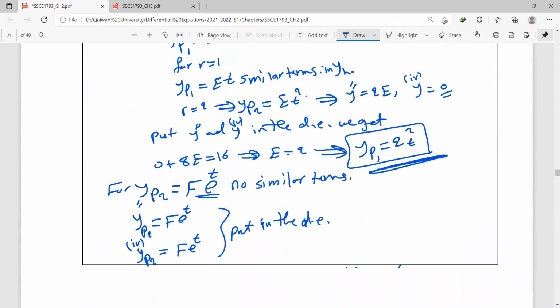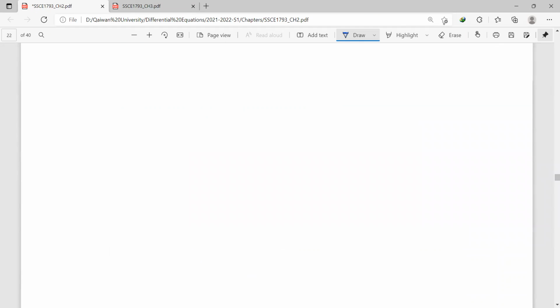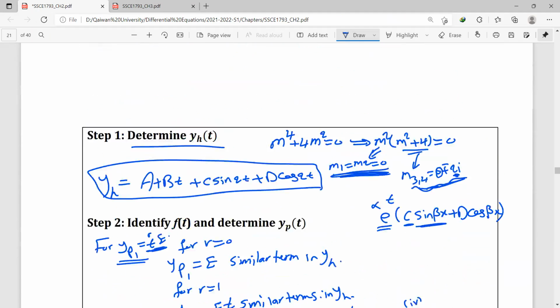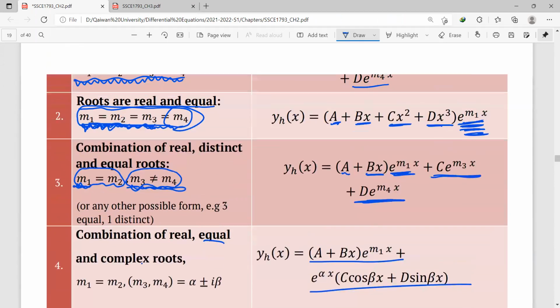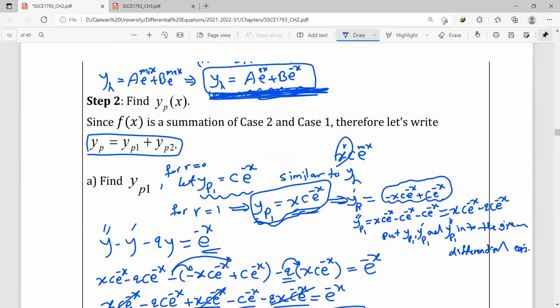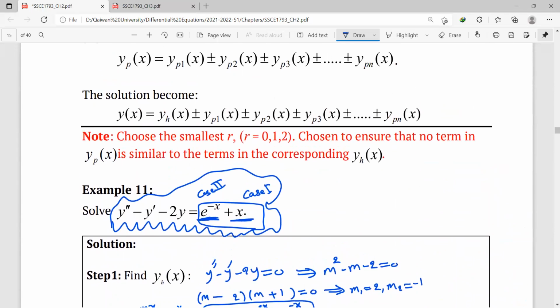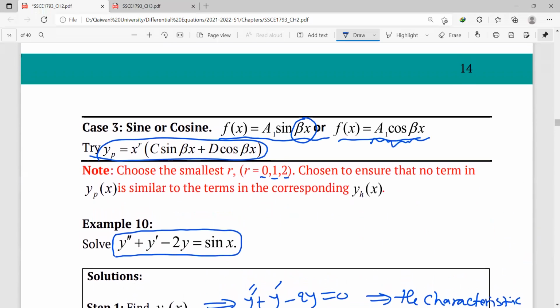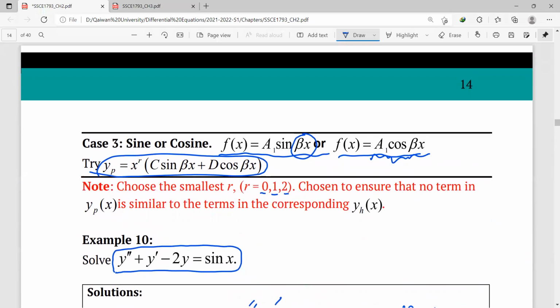Yes, that one is for exponential. So for the sine and cosine one, here we have no such case. Let me find it. This is for polynomial. No, it's case 3. That's it. We say if the right hand side is either sine or cosine, for the particular solution, we choose this.